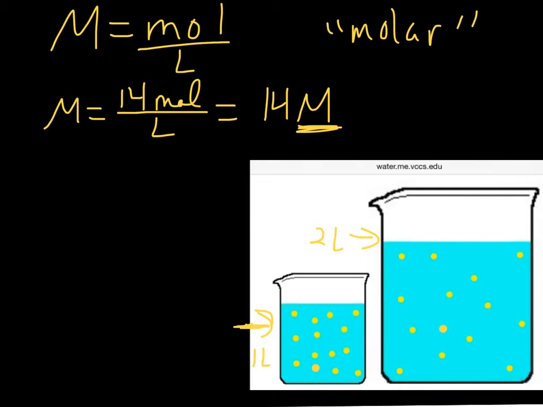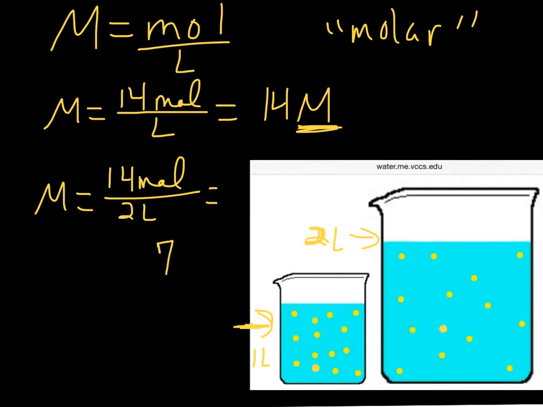And so what if I have the exact same number of particles, 14, but I now have a 2-liter container? Well, let's see. Molarity equals number of moles divided by, this is a 2-liter amount of solution. 14 divided by 2 is 7. So this would be a 7 molar solution. That would be its concentration. And that's it. That's what molarity is. So let's do some practice. I'm going to start some practice problems here with us.